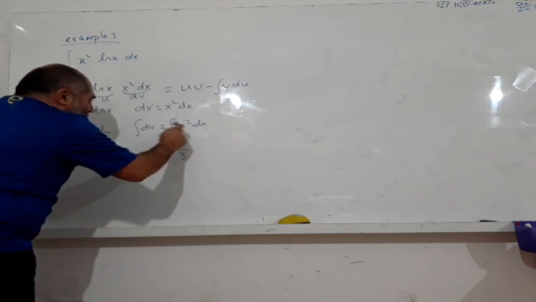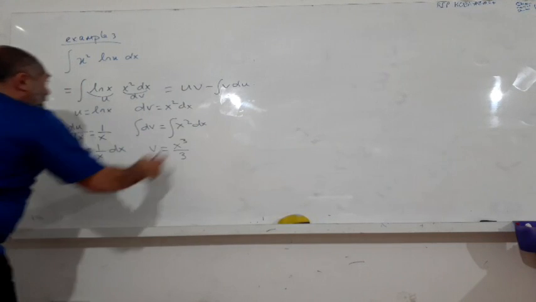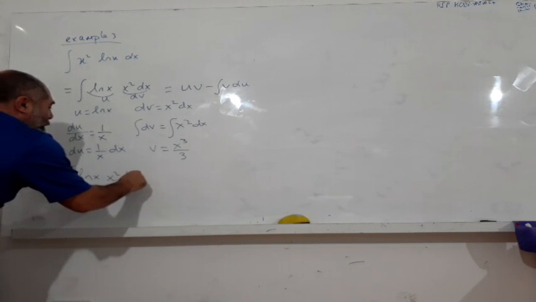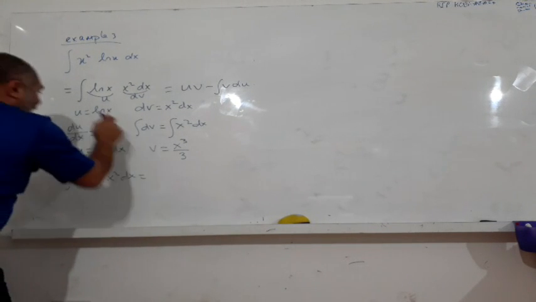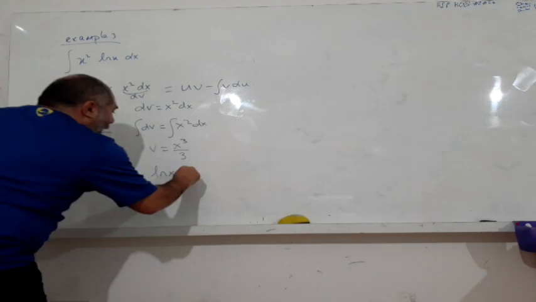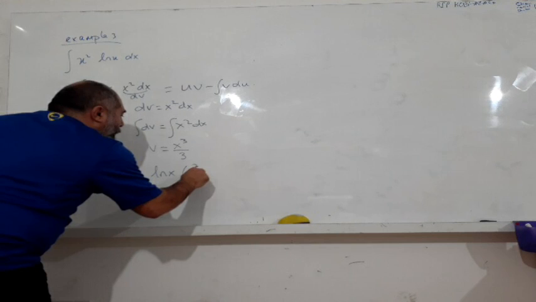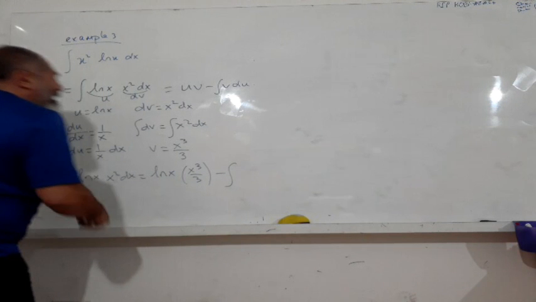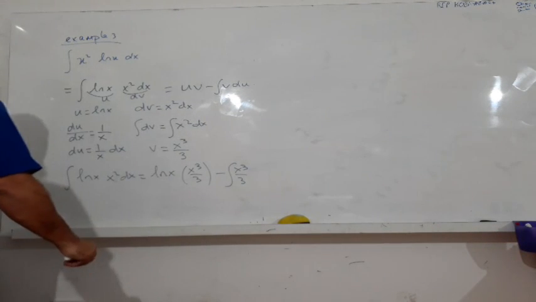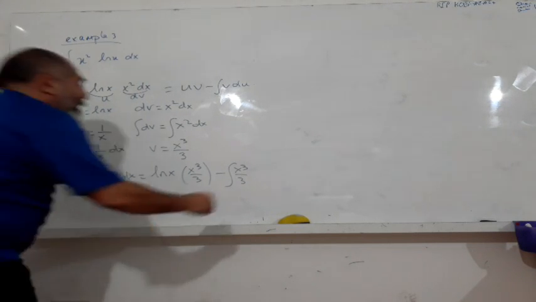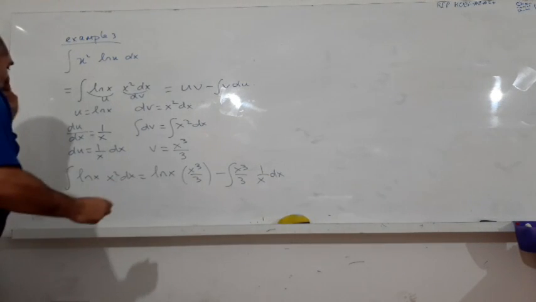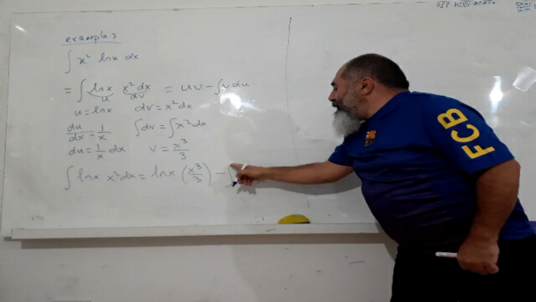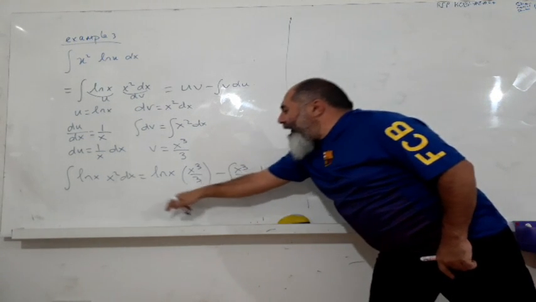The integral of ln x times x squared dx is going to be uv, here u is ln x, v is x cubed over 3, minus the integral of v, which is x cubed over 3, times du, which is 1 over x dx. Now, here, I need to do a simple simplification there and change the places of these two expressions to have a better view.